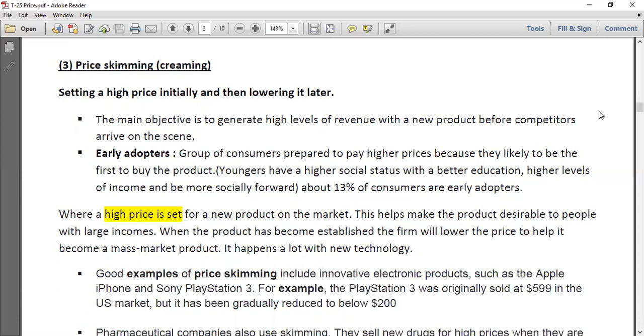Therefore, price skimming always targets these top class or first class people. Some people call them early adopters. In the introduction part, I told you about early adopters. Because they don't bother about the pricing, they don't want to bargain. Whatever the price, they purchase it. So setting a high price initially and then lowering it later, that's called price skimming. The main objective is to generate high levels of revenue with a new product before competitors arrive on the scene. Early adopters are a group of consumers prepared to pay higher prices because they like to be the first buyer of the product, right?